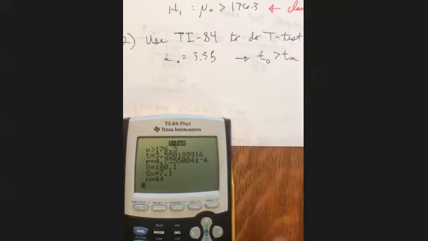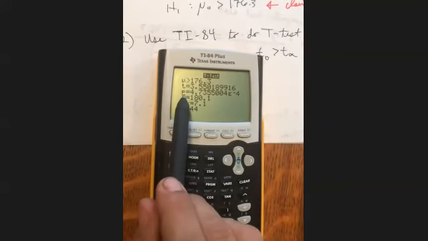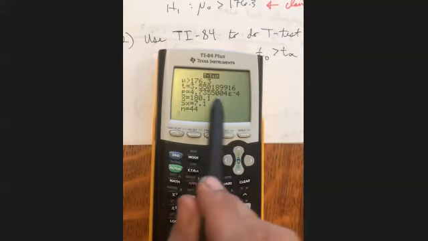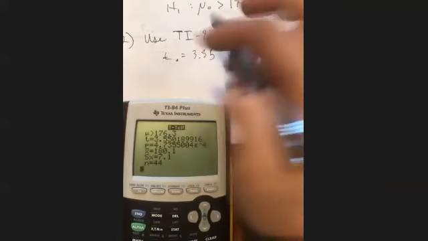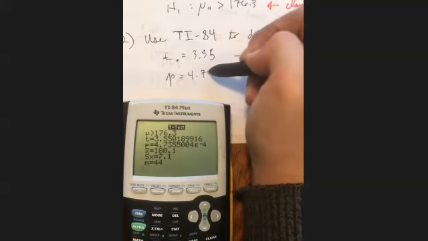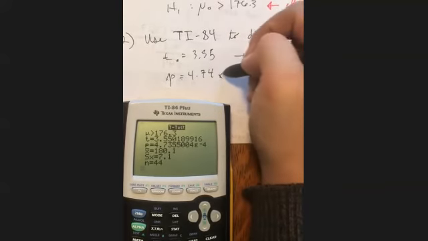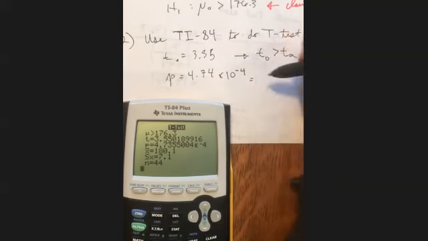But there's another approach, which is the p-value approach. You'll notice that there's a p number here, and that p is equal to 4.74 times 10 to the negative 4. So in other words, it's a very small number, 0.000474.